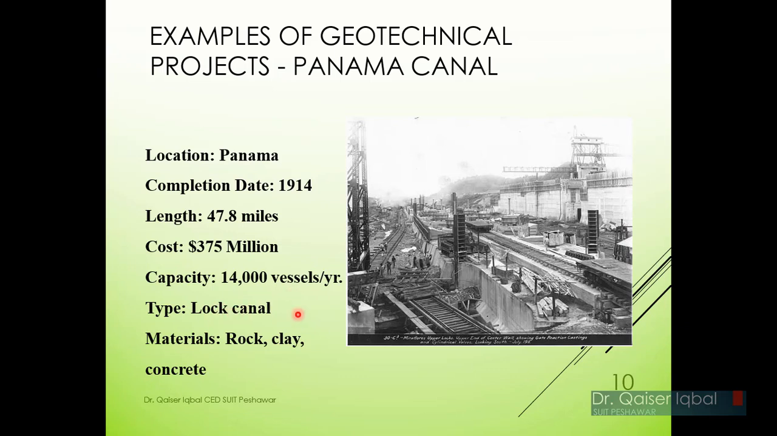The type is a lock canal, which means that they have various gates which they close and open, and they raise the water level in various portions of the canal and lower it, because one side of the canal is higher than the other. So they have to raise the ships once they have entered the canal, so they close the gate behind it and increase the water level, they pump the water inside the canal, so the ship goes up, and then it can move easily. The materials from which it has been cut are rock and clay, and the structure is made of concrete.